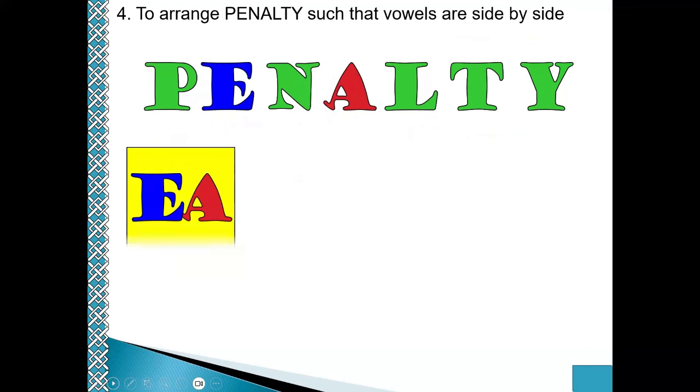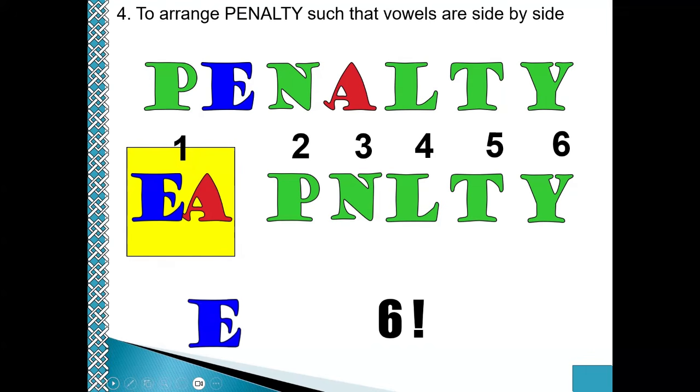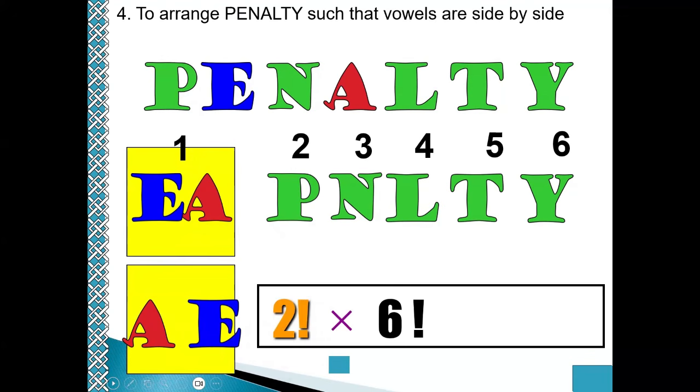This is my first step: separate the vowels, consider them as one object, and arrange them with other objects now. That is before P, between P and N, N and L, L and T, T and Y, and after Y also. So that is how many ways? 6 different ways, 6 factorial. Arrange EA as AE, so 2 different arrangements, that means 2 factorial. So what is my answer? 2 factorial into 6 factorial, which is 1440.